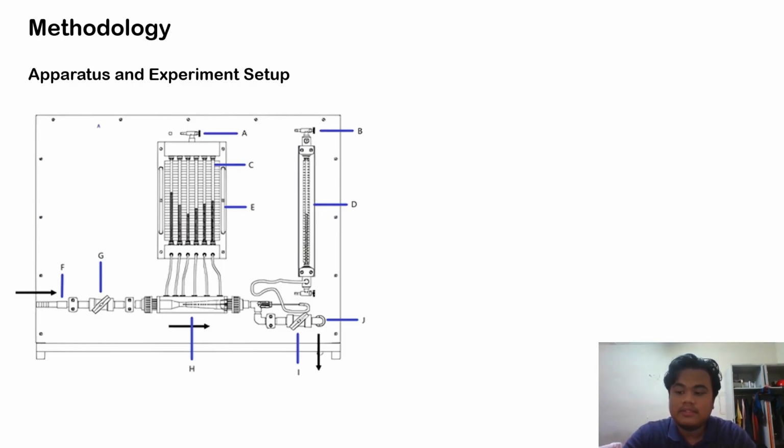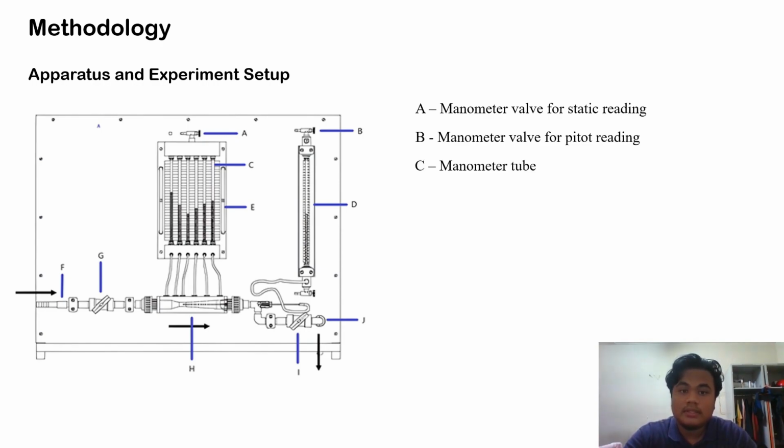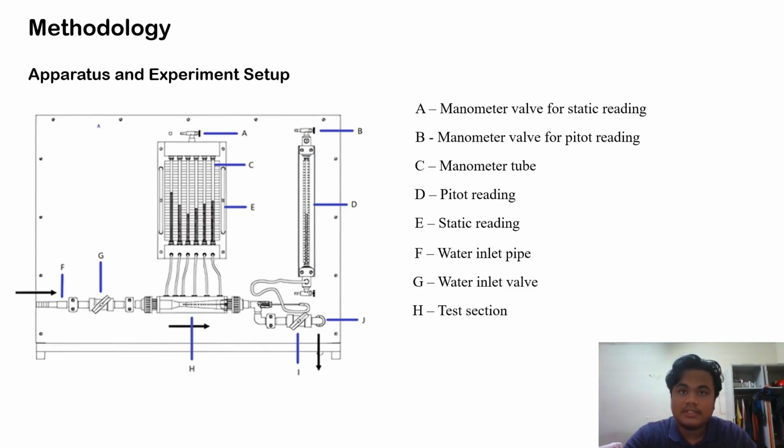The first thing I will present is the apparatus and experimental setup that we use in our experiment. The apparatuses that we use in this experiment are: A is the manometer valve for static reading, B is the manometer valve for the pipette reading, C is the manometer tube, D is the pipette reading, E is the static reading, F is the water inlet pipe, G is the water inlet valve, H is the test section, I is the water outlet valve, and J is the outlet pipe.